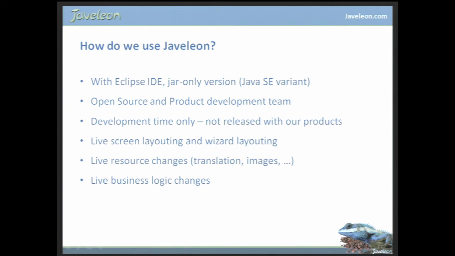As a rule, we don't release Javeleon with our products or projects. We only use it as a development library. And Javeleon especially helps us for live layouting and live coding. Normally, in our development process, we start an application, make some layout changes to an existing screen or create a new one, and make some changes to business logic. And really all changes are immediately available in the application.